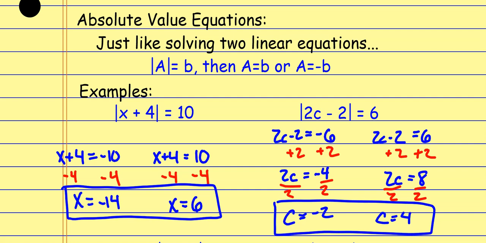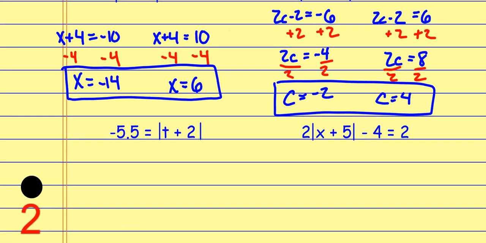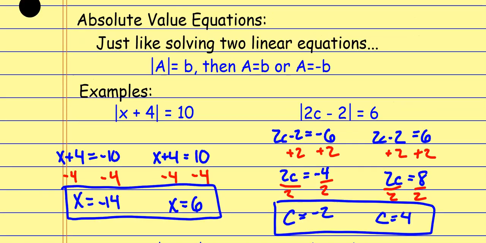Okay? If I look at the next guy, it says the absolute value of t plus 2 equals a negative 5.5. Well, think about which two things are negative 5.5 units away from 0. And hopefully you're going, well, I can't measure that far from 0. When I measure, I always measure things in terms of positive. So can the absolute value equal a negative 5.5? And the answer is no.